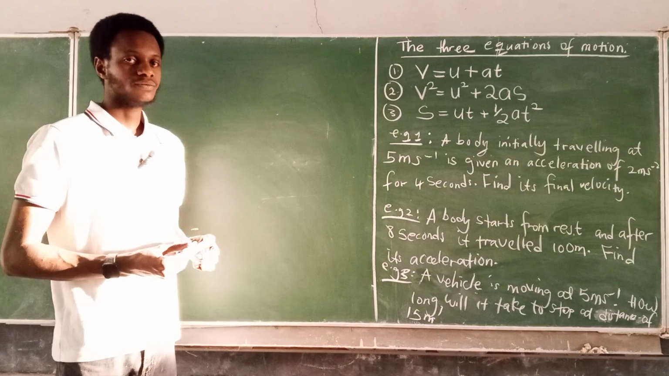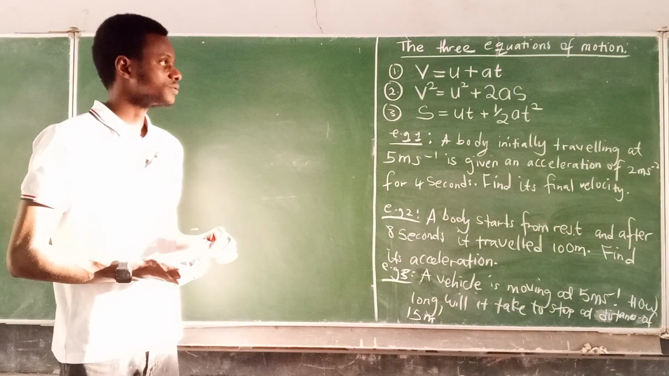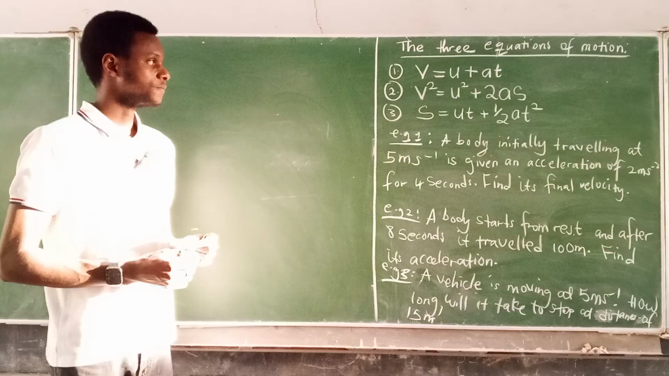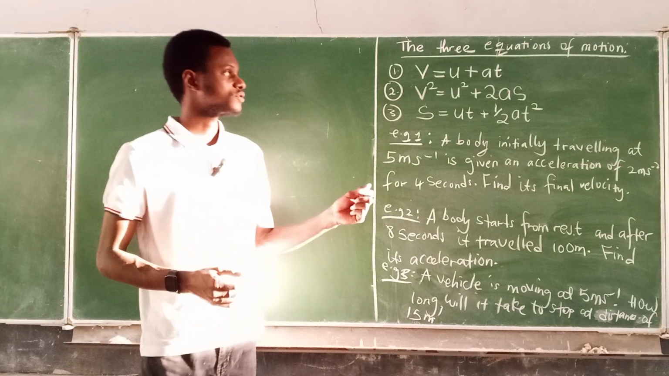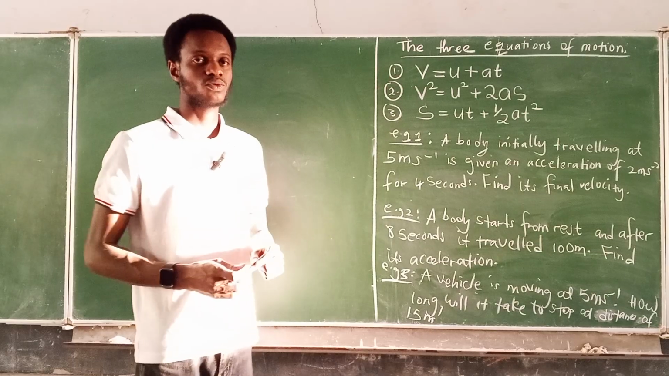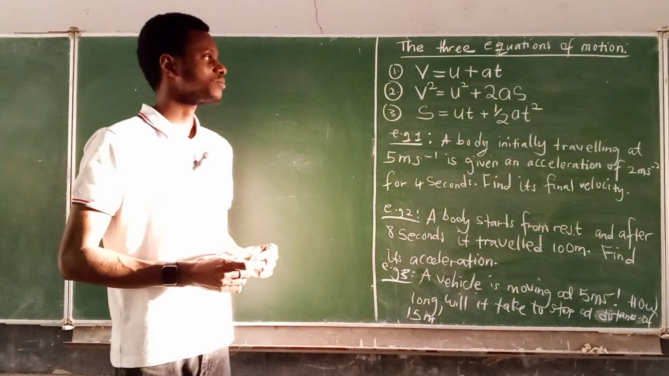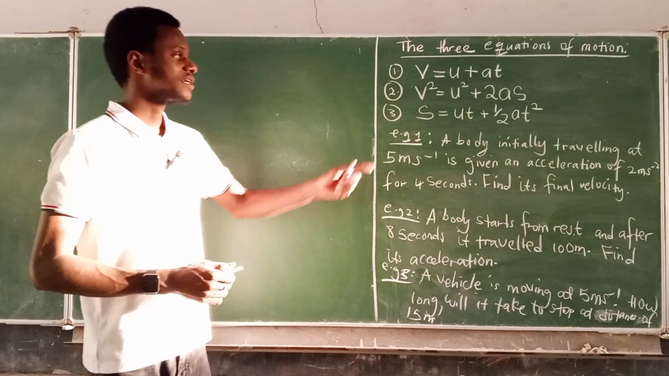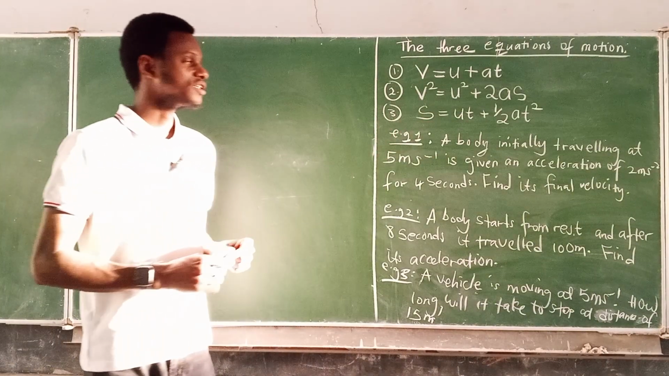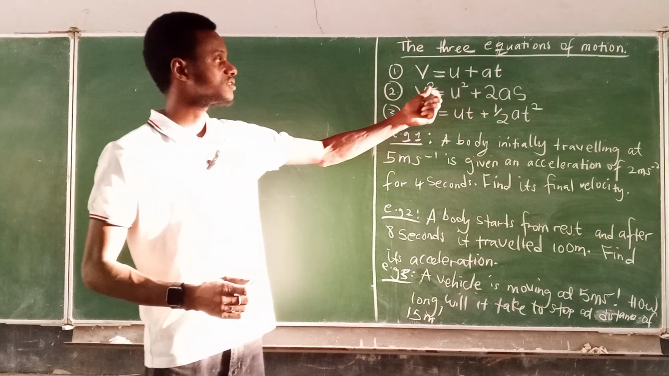In today's class, we're going to continue from where we stopped. That was the three equations of motion we derived from our previous video, and today we're going to continue exactly from there. So fundamentally, what you need to know is that the first equation of motion is given by v = u + at, the second equation of motion is given by v² = u² + 2as, and the third equation of motion is s = ut + ½at². And it's important to know what each of the parameters means, what they stand for.